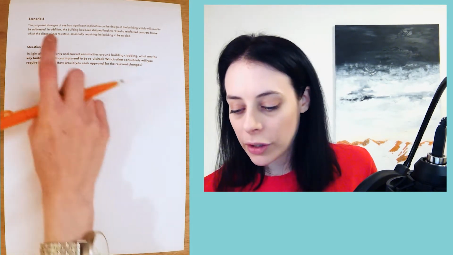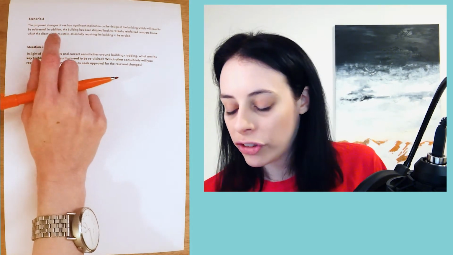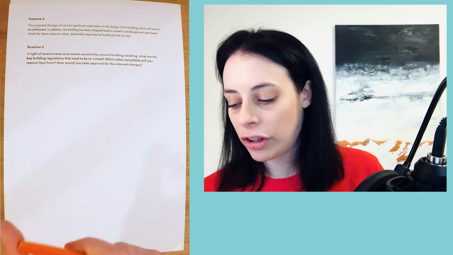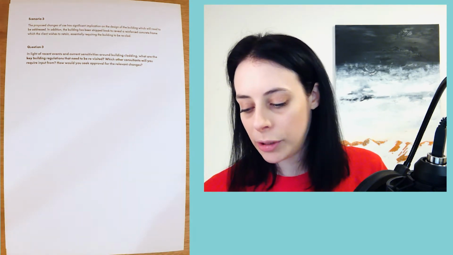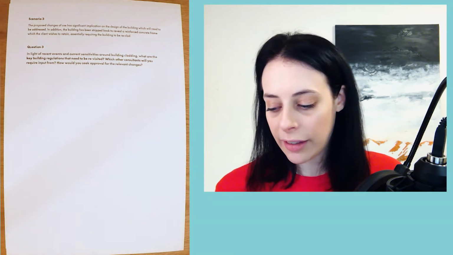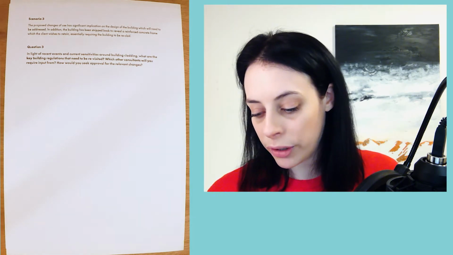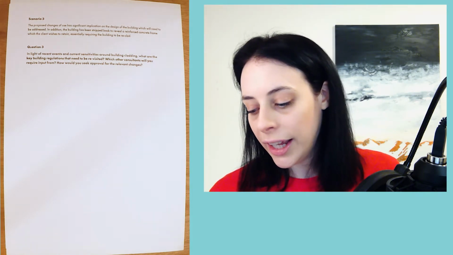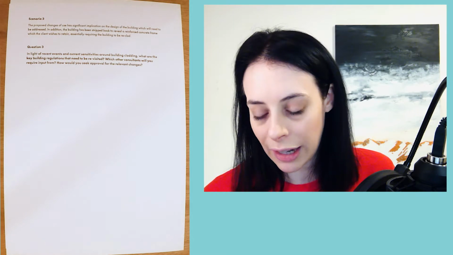So let's go. Okay, so scenario 3 is: the proposed change of use has significant implication on the design of the building, which will need to be addressed. In addition, the building has been stripped back to reveal a reinforced concrete frame, which the client wishes to retain, essentially requiring the building to be reclad.